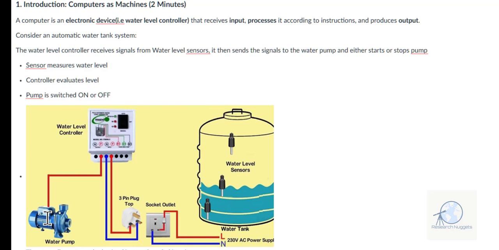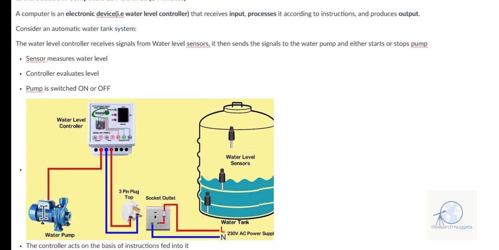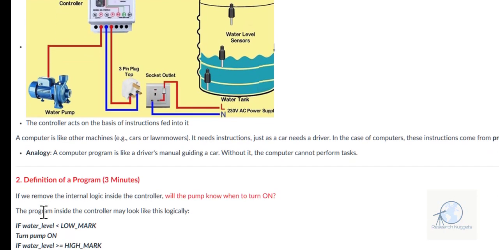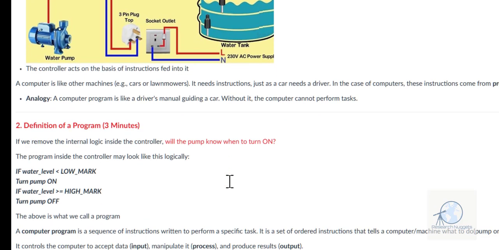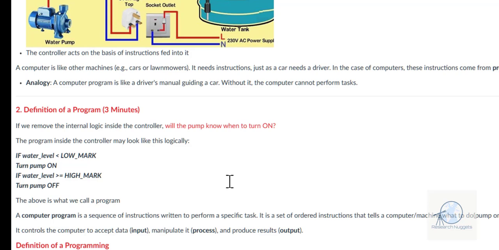And so when we are talking of an electronic device, you can imagine that this water level controller is undertaking an activity on the basis of certain inputs that it has received. It received the signals from the water level sensors, and it was able to process them depending on what readings were captured, and an output was given, which in this case is the pump either being switched on or switched off. So our controller will only work on the basis of the instruction that has been fed into it. I want us to move forward and understand what we mean by a program.